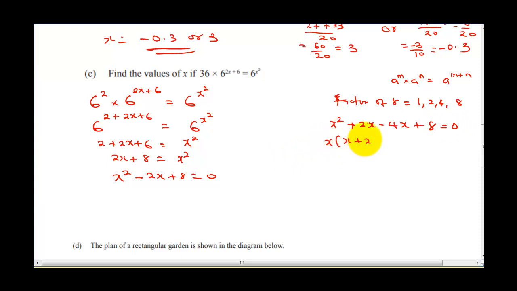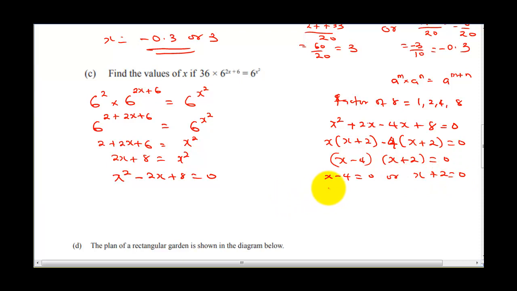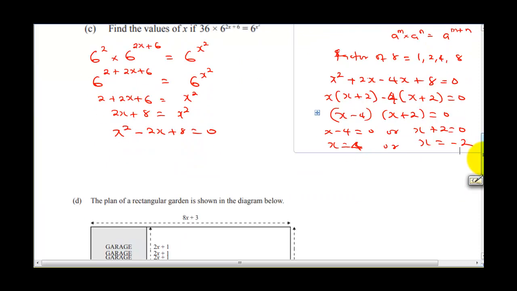So from here, I'm going to factorize x out. I'm going to have x, bracket x plus 2, then minus 4, and I'm going to still have x plus 2 equal to 0. So we have x minus 4 and we'll still have x plus 2 equal to 0. So from here, you can say x minus 4 is equal to 0 or x plus 2 is equal to 0. So you can easily say x is equal to 4 or x will be minus 2. So that is the solution to this question.